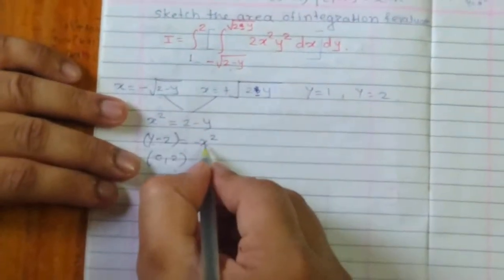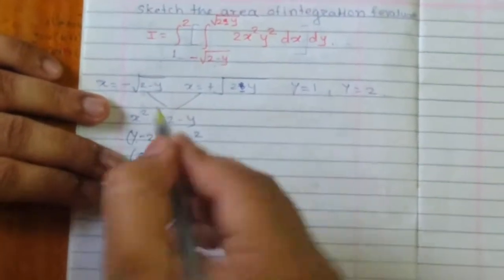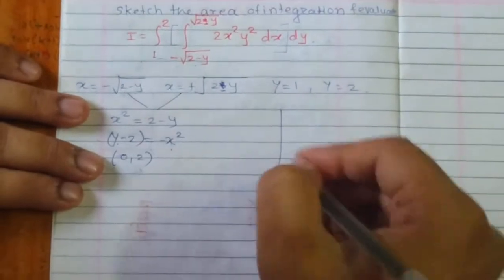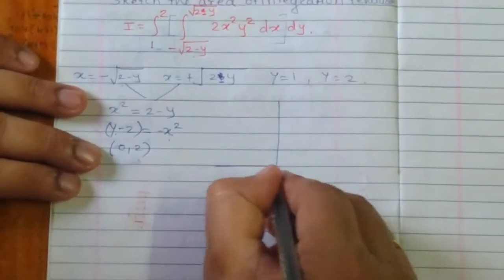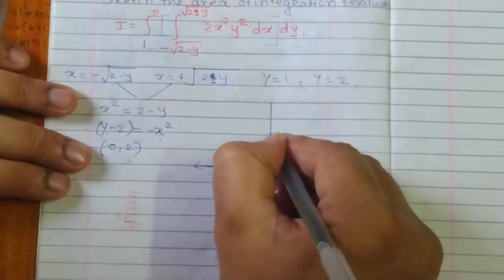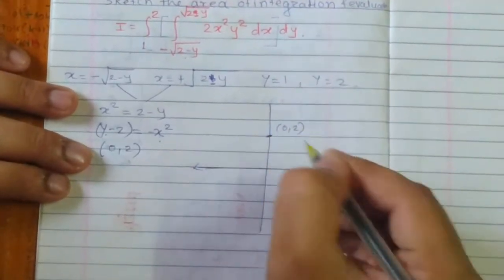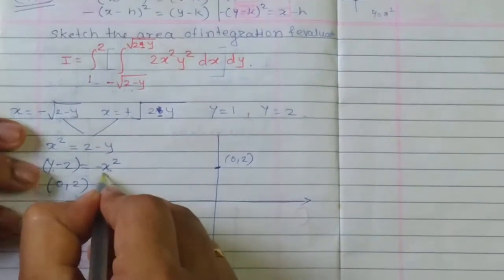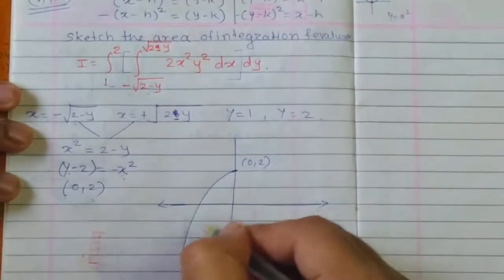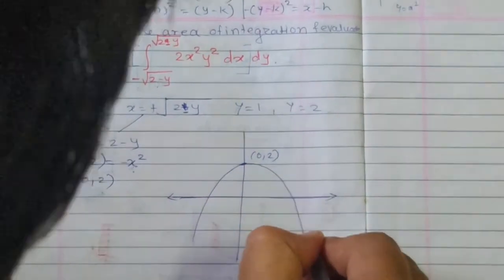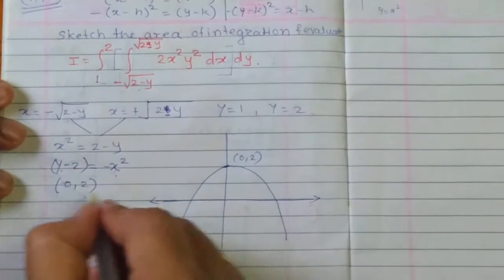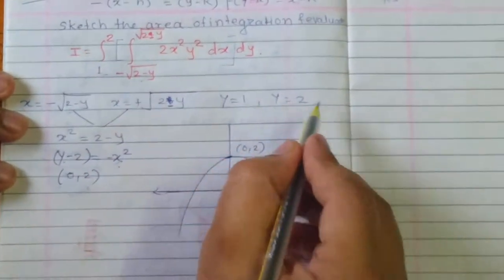Okay, as the h is 0, of course the vertex of the parabola will lie on the y-axis, which is at a point 0, 2. As the sign of this square term is negative, it's opening in the downward direction, this way. Okay, next, y equal to 1 and okay.